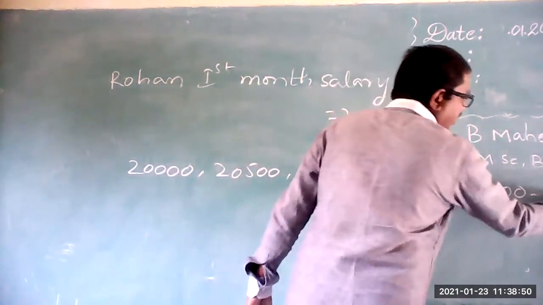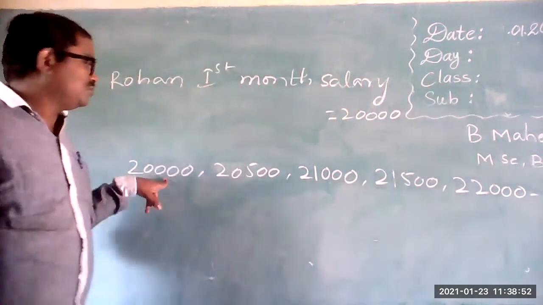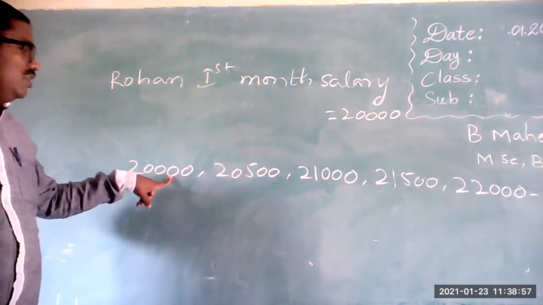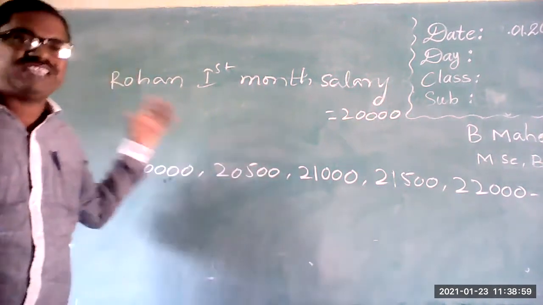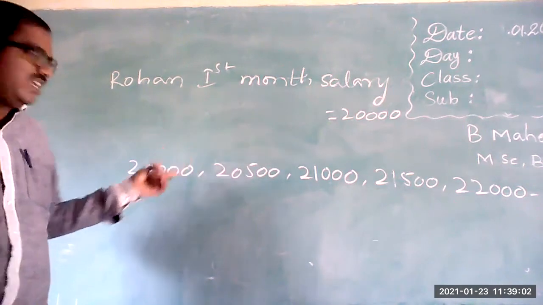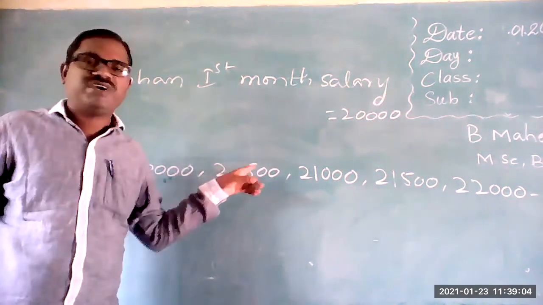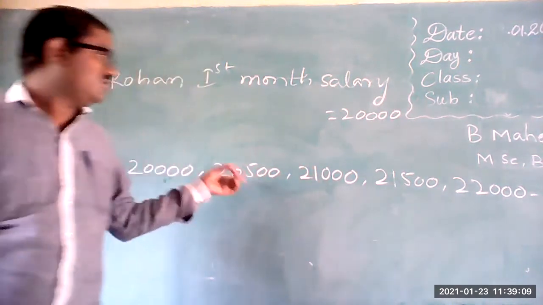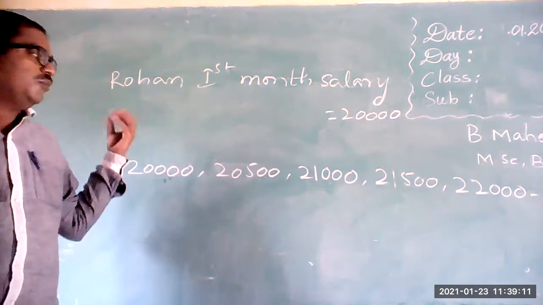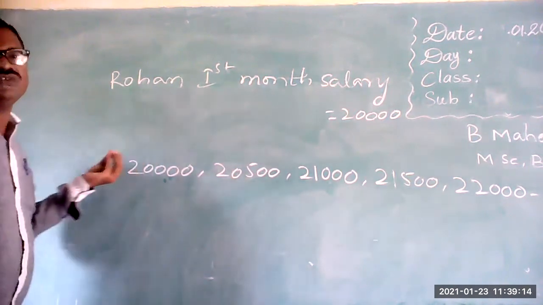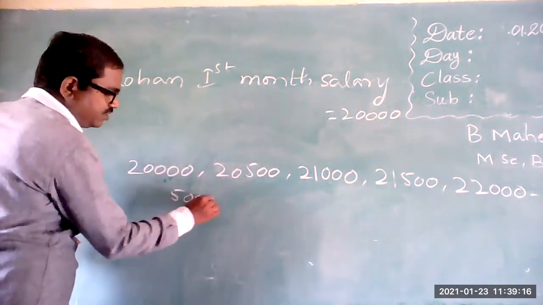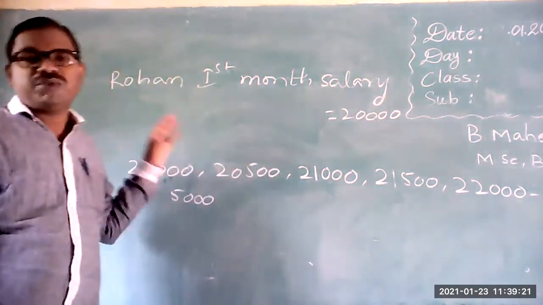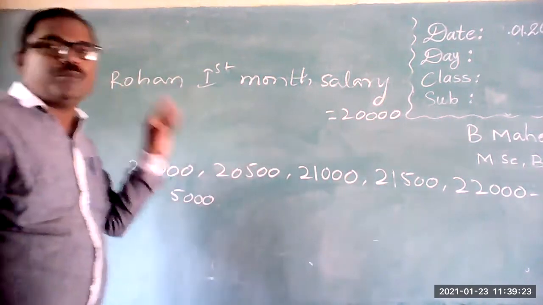So like this. You observe here, this is a pattern. The difference between two successive numbers has the same value. For example, 20,500 is 500 more. So between two numbers there is a fixed value, and that value is equal to 500. Some numbers following some rule is called a number pattern.